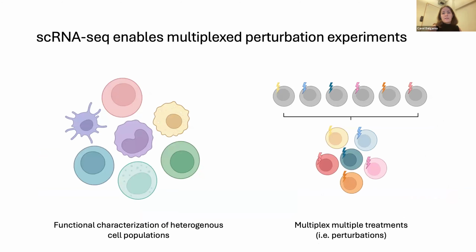Typically, single-cell RNA-seq is used to characterize cell type-specific functions in heterogeneous cell populations. However, it can also be used to multiplex together multiple treatments, which we call perturbations, in one single-cell RNA-seq experiment. Since these treatments can be combined in one experiment, it's highly scalable, and it also allows comparisons of multiple treatments with reduced batch effects.